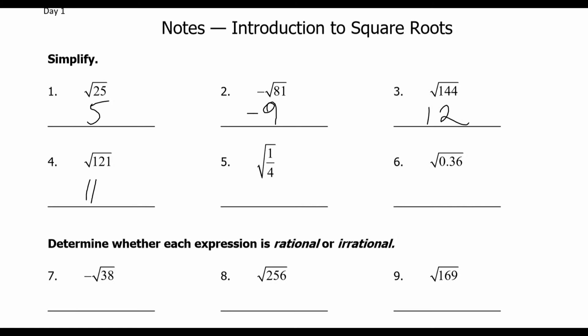Alright, so, number 5. Number 5 is unique. It's a fraction. We're taking the square root of a fraction. Yes, you can plug that in your calculator, but I'm going to show you the mechanics behind how that actually works. What it does is it takes the square root of the top and the square root of the bottom. Square root of 1 is just 1. Square root of 4 is 2. And we're left with 1/2.